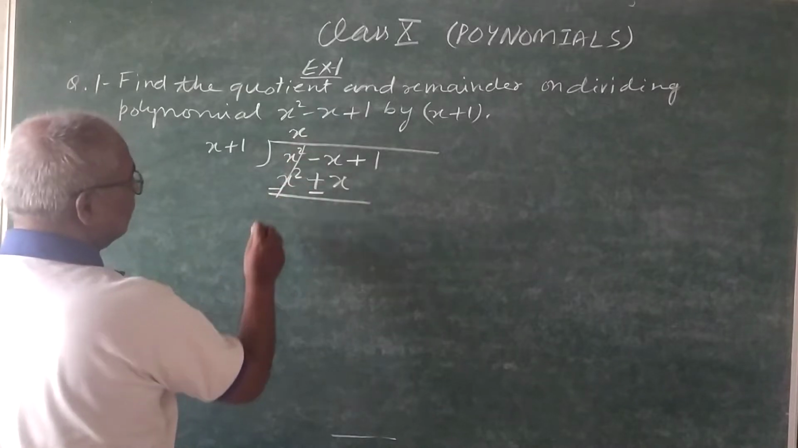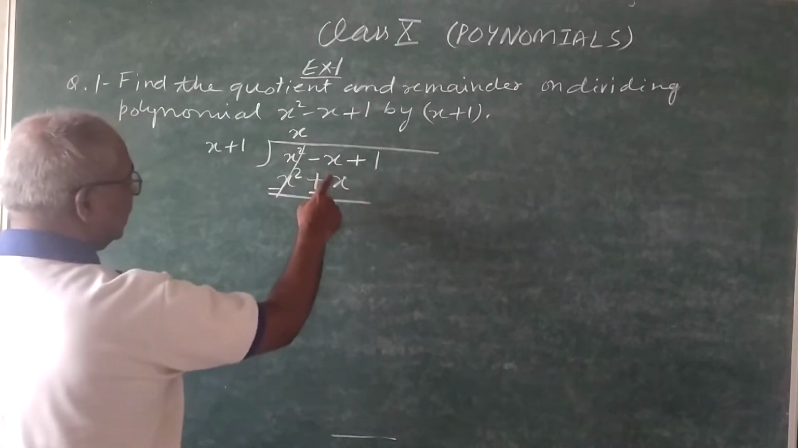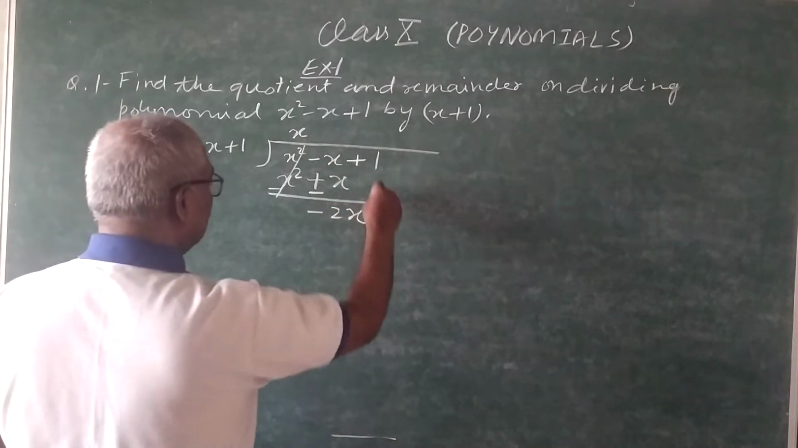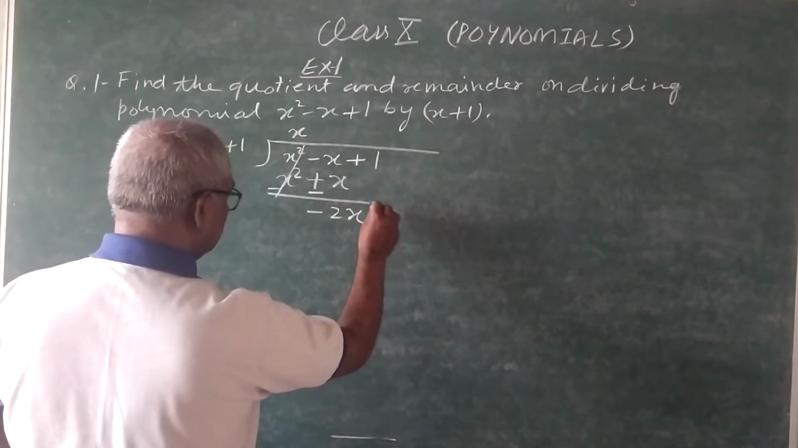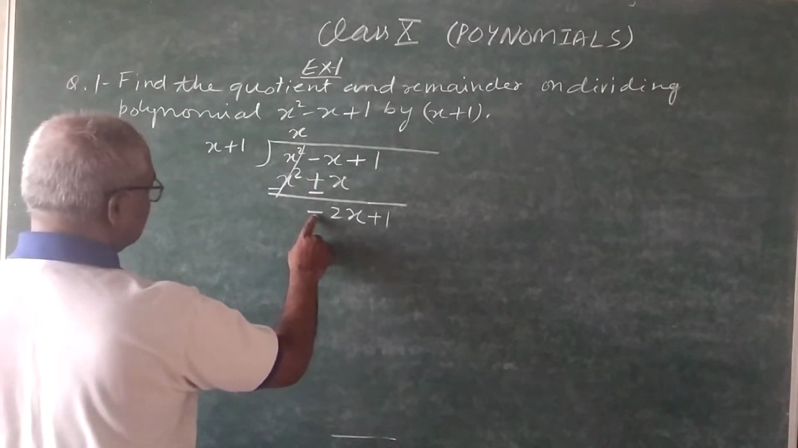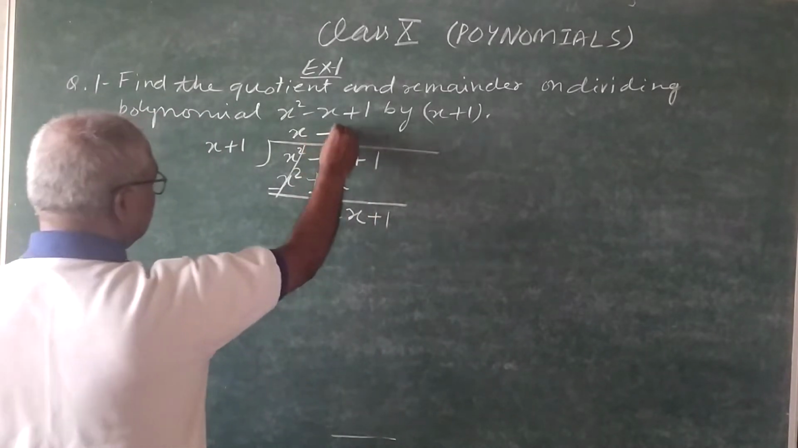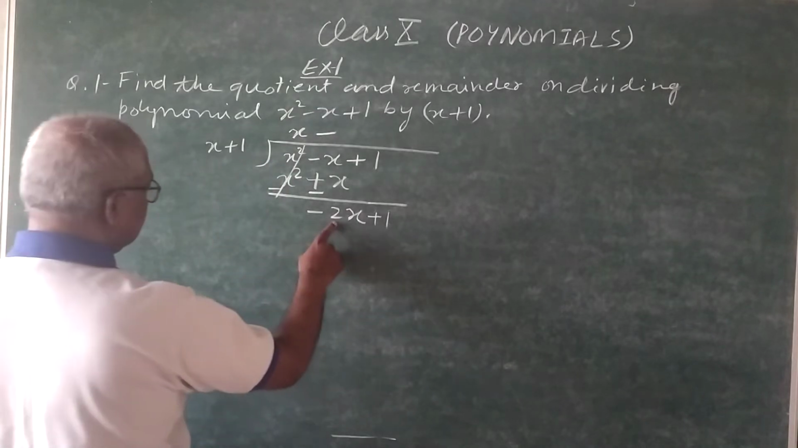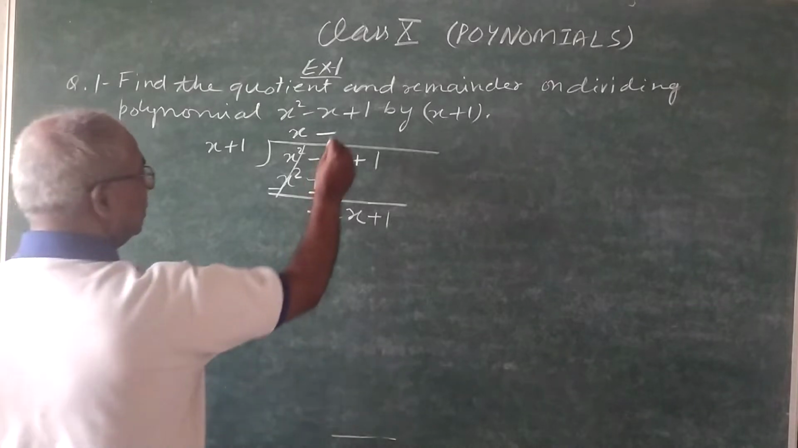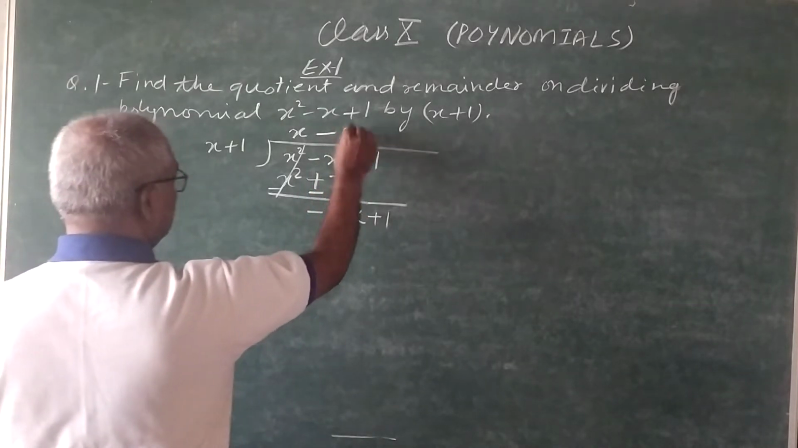x square cancels with x square, and here is minus x and minus x, it becomes minus 2x, and plus 1 is also here. Now there is a minus sign, so we take the negative sign, and here is 2, so it is divided 2 times, so we write here 2 times.